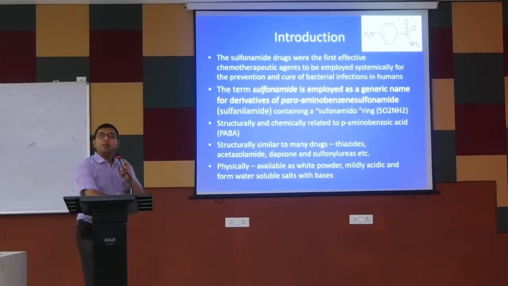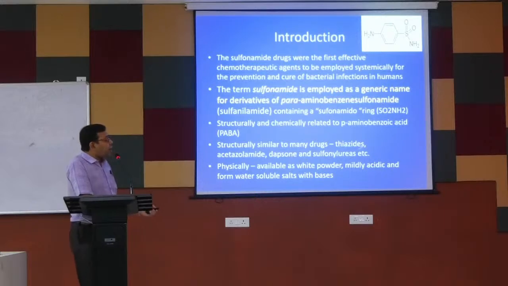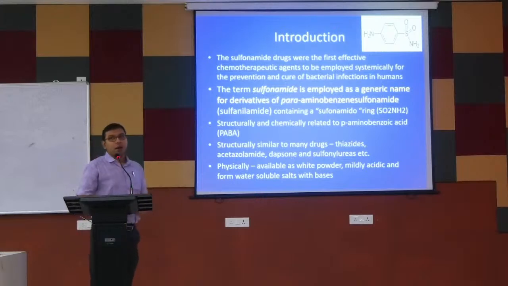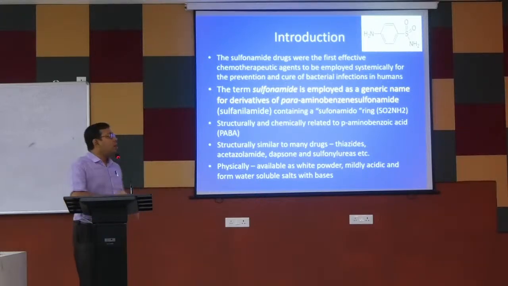There are some structurally similar drugs also, like thiazides, acetazolamide, dapsone, and sulfonylurea. So these are different other agents. For example, thiazides are diuretics, you already know. Acetazolamide is a diuretic. Dapsone, you will read later, is used as an antileprotic agent. Sulfonylurea is antidiabetic. So all these drugs usually have some derivative of this sulfonamide group, SO2NH2. Physically they are available as white powder, mildly acidic and water soluble salt.